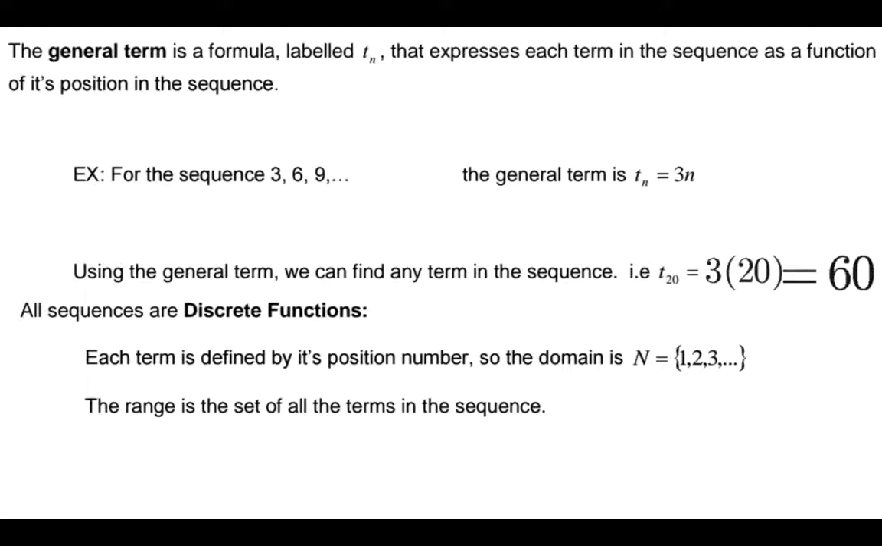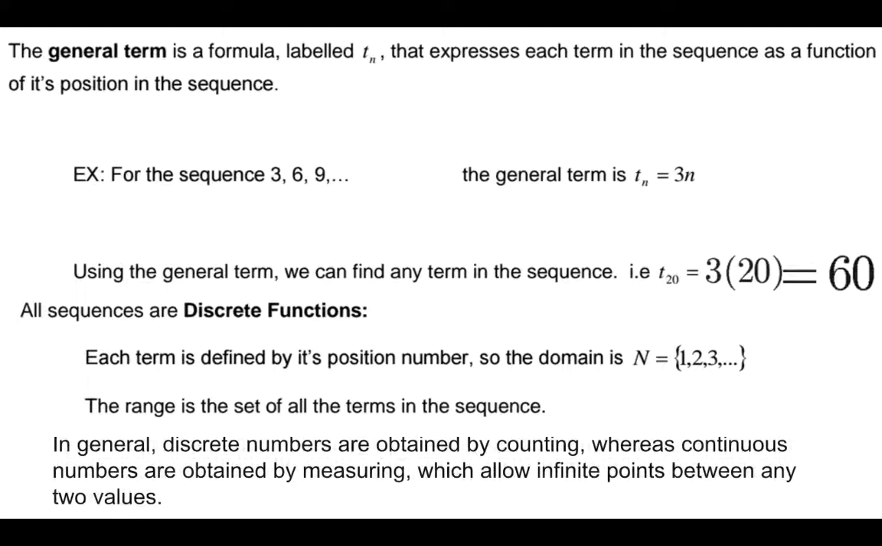Discrete functions are ones where the domain is n equals 1, 2, 3. It's just the counting numbers. The range is all the terms in the sequence, and those could be anything. But why they're discrete, similar to why we use integers when we talked about domain and range, is that there are only values on the whole numbers. Discrete numbers are things that are obtained by counting, and continuous are measured. Measuring allows you to have infinite points between any two values. Discrete data is different in that there are no points between. So you can't have term 1.3 or term 1.9. There's only term 1, term 2, and nothing in between.